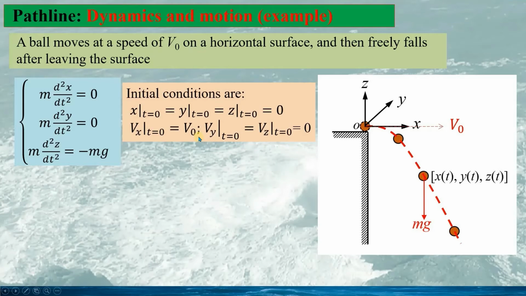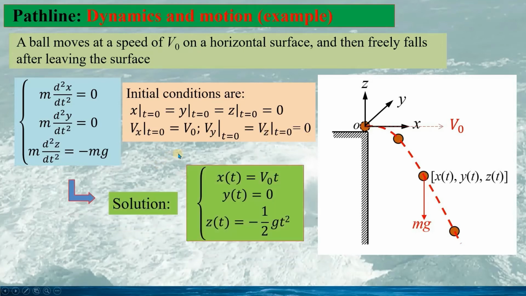And we can also give the initial condition. At t equals 0, x, y, and z are all 0, and the velocity at t equals 0, vx equals v0, and vy and vz are both 0. So the solution of this ball motion can be easily given as this.